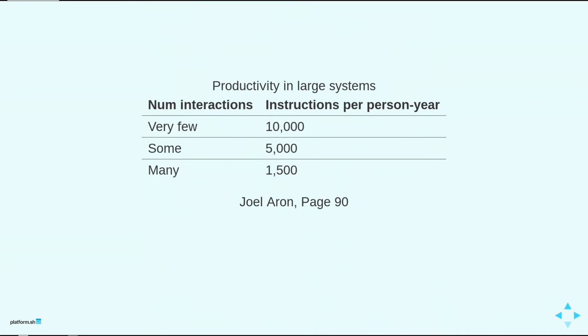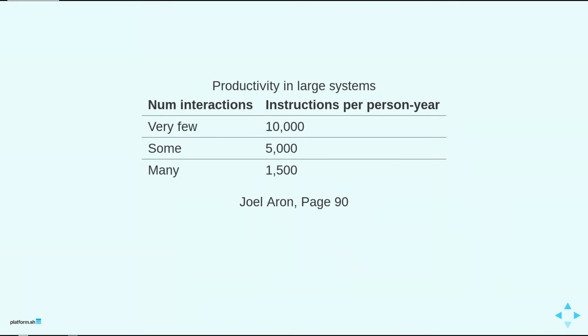This is also true when you increase the number of people on the project, or the number of interactions between people on the project. Another study run by Joel Aaron found that if you have a large project with very few interactions between people, then one person can churn out 10,000 instructions per year. If they've got some middle level of interactions, I'm skipping over definitions of few, some, and many here, they're only going to produce half as much code. If they have a lot of interaction between other people in the team, 1,500. Almost an order of magnitude less code produced per person because they have to spend time talking to and coordinating with other people.